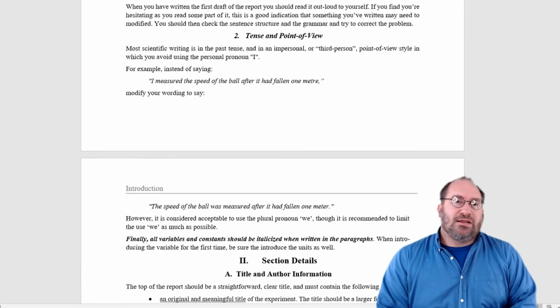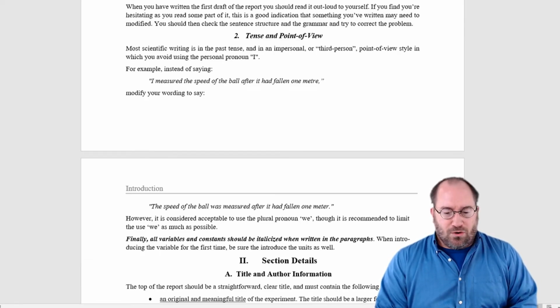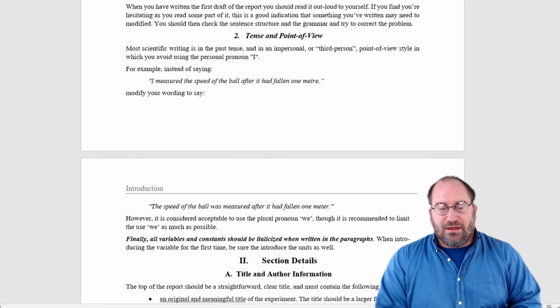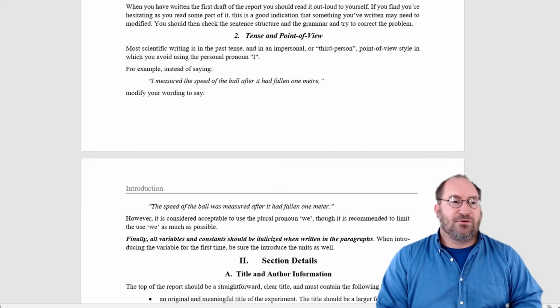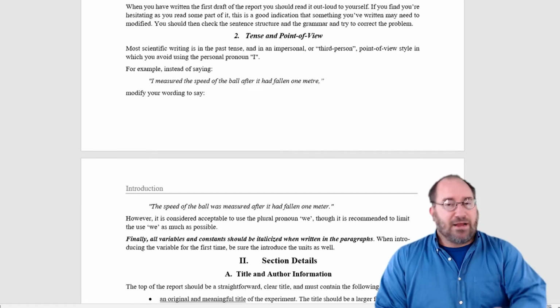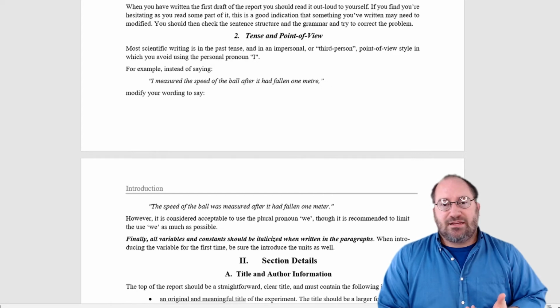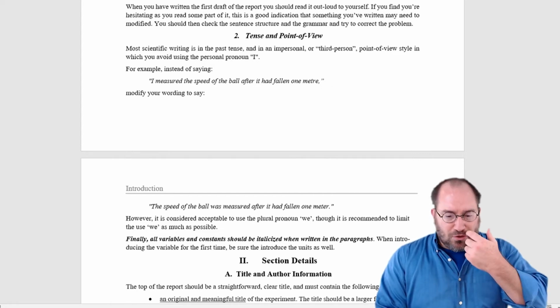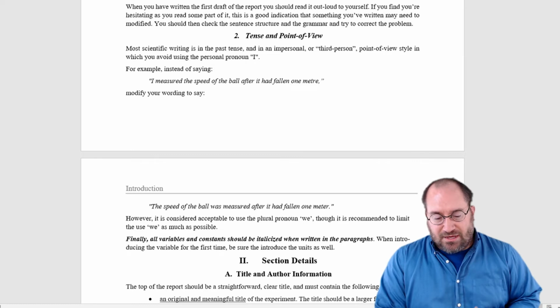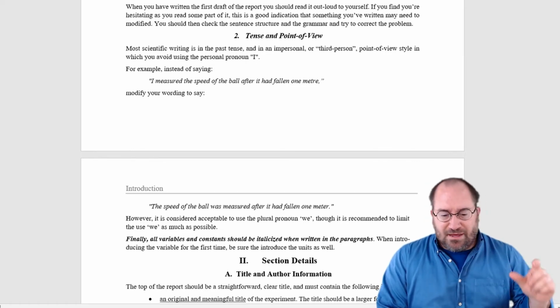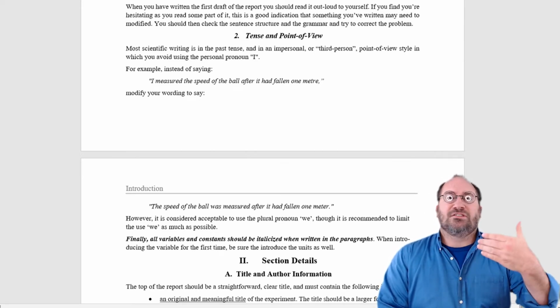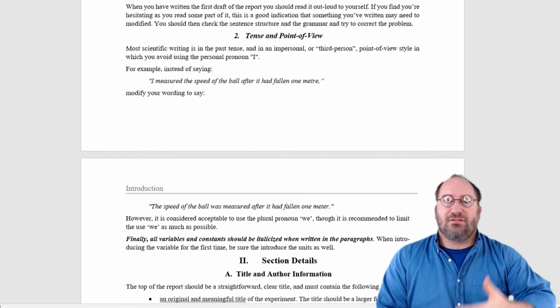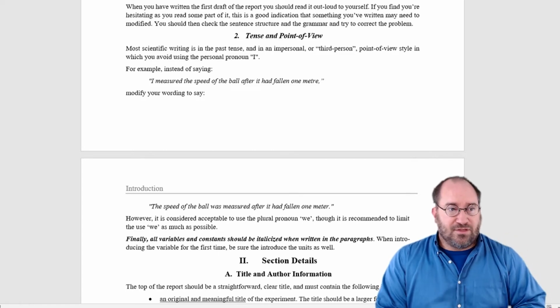Most lab reports are written in the third person or in a collective point of view. So try to avoid talking about I did this, I did that. Even if you did conduct the lab by yourself, you still want to generalize it and make it more impersonal. For example, you see here, the speed of the ball was measured after it had fallen 1 meter, versus I measured the speed of the ball after it had fallen 1 meter. The impersonal style allows the reader to stay focused on the science and less on the author of the report.